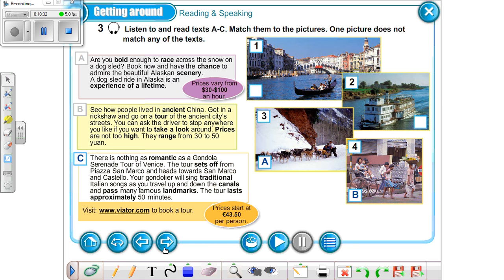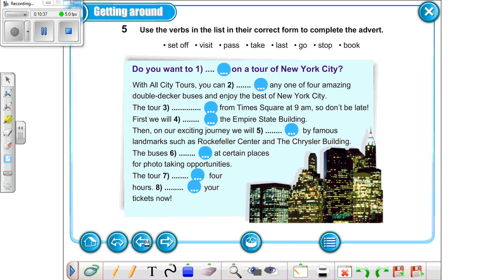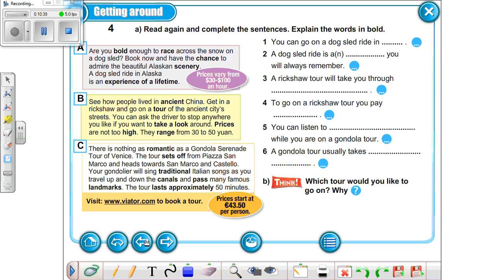Let's go to exercise number 4. Read again and complete the sentences. Explain the words in bold. Number 1. You can go on a dog sled ride in Alaska. Number 2. A dog sled ride is an experience you will always remember. So it will be an experience.